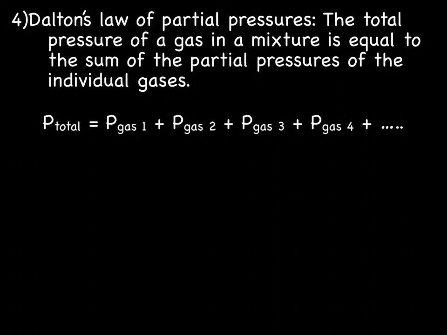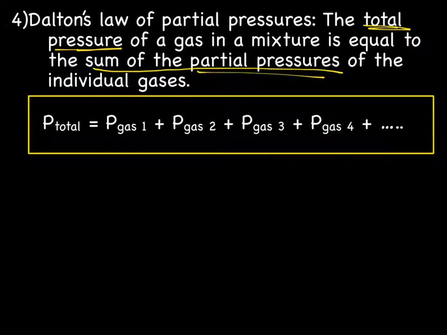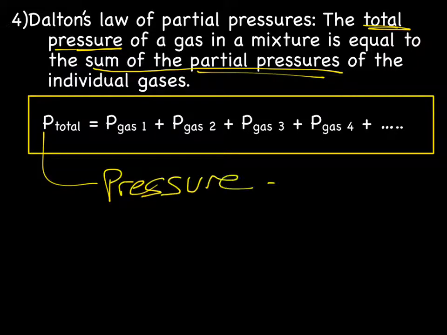Dalton's law of partial pressure says the total pressure of a gas in a mixture is equal to the sum of the partial pressures of the individual gases. Okay? And Dalton's law is P total, P standing for pressure. So P total equals the pressure of gas 1 plus pressure of gas 2 plus pressure of gas 3, and so forth for however many gases are in the mixture. So again, Dalton's law says that the total pressure of a gas in a container is equal to the sum of the pressure of each individual gas in that container.